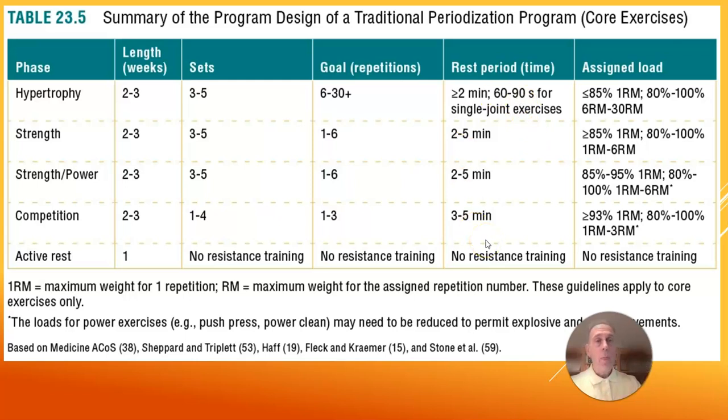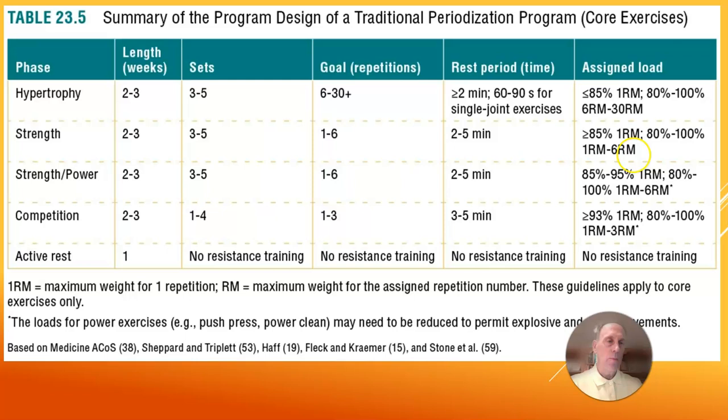And then when we get into assigned load, we're talking less than 85% of one rep max. Well, of course it is. You're at 30 repetitions. Come on. And over here, when you start getting into 1 to 6, you're at anywhere between 80 to 100 for 1 RM to 6 RM. So you look at that and you go, all right, I can do the math.